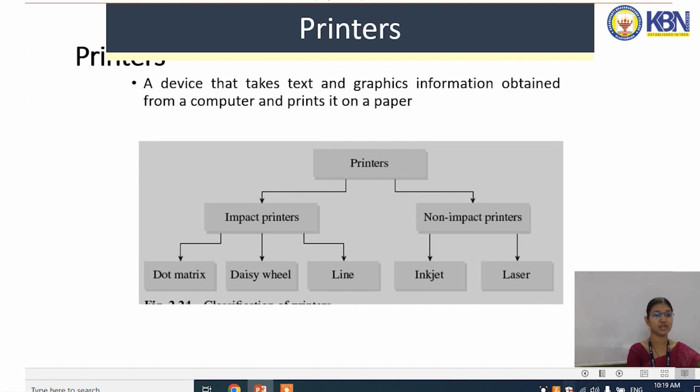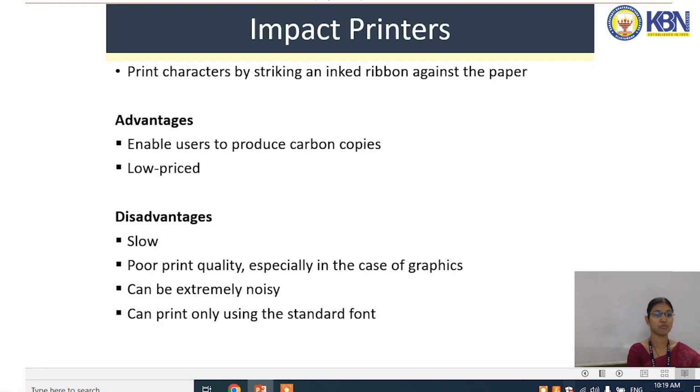Printers are also divided into two types. The first one is the impact printer, the second one is the non-impact printer. Impact printers can be divided into three types: dot matrix, daisy wheel, and line. Non-impact printers include inkjet and laser. What is an impact printer? It prints characters by striking an inked ribbon against the paper. Advantages are that it can produce carbon copies and it is low priced. Disadvantages are that it is very slow, has poor print quality, can be extremely noisy, and prints only in the standard format.